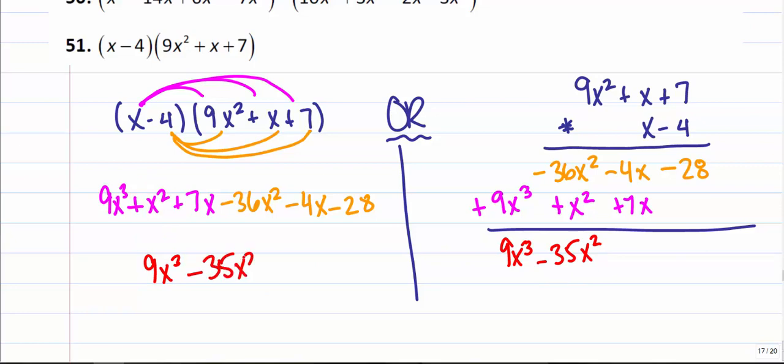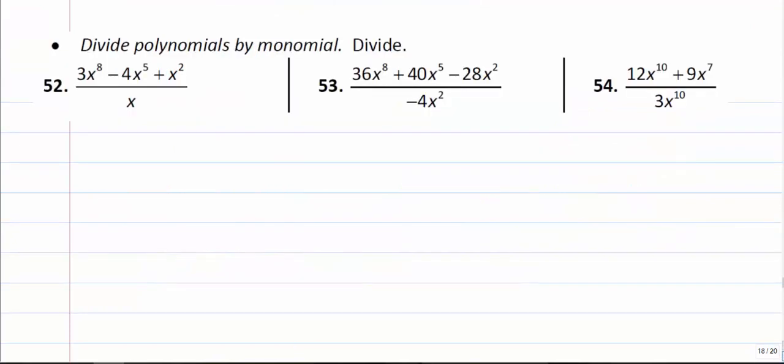It's still the same thing over here. Then you've got 7x minus 4x, which is positive 3x, I'm sorry. And then the minus 28 is what's left over. So make sure you can do one like that. These are bad, guys. Because you're dividing by one term, then you're allowed to do this.